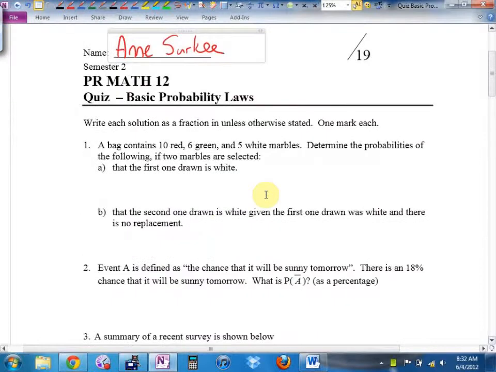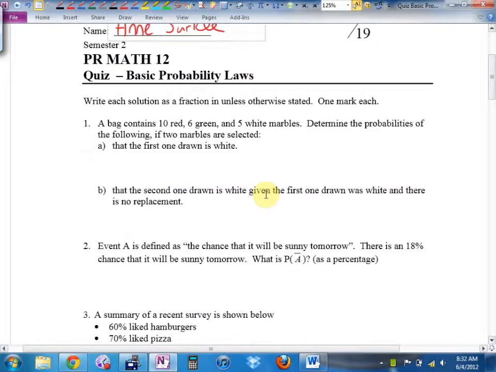Write each solution as a fraction unless otherwise indicated. 1 mark each. It says, a bag contains 10 red, 6 green, and 5 white marbles. Determine the probability of the following if 2 marbles are selected. That the first one drawn is white, and the second one drawn is white, given that the first one drawn was white and there was no replacement.